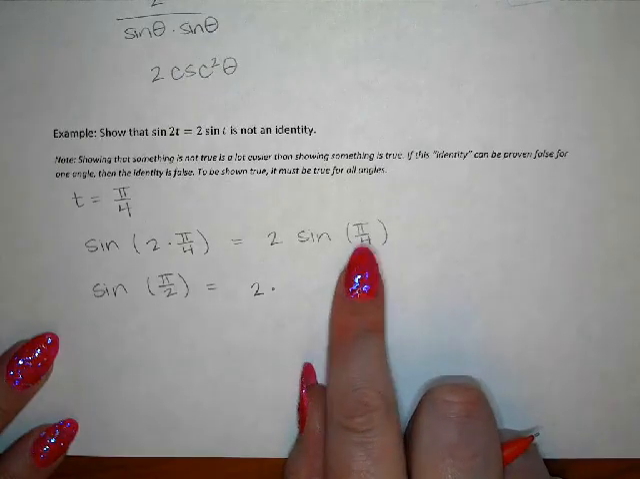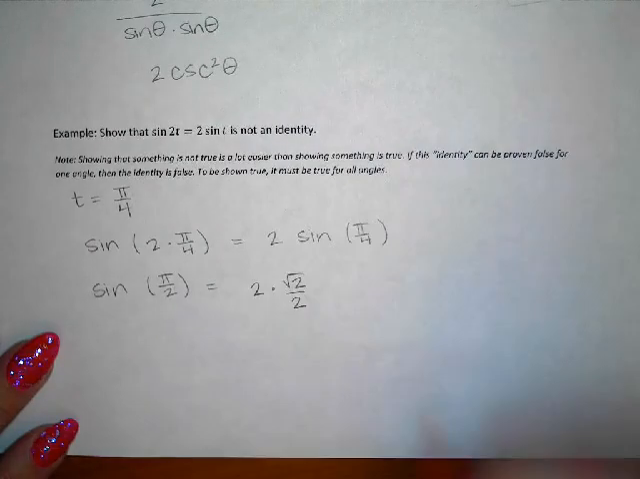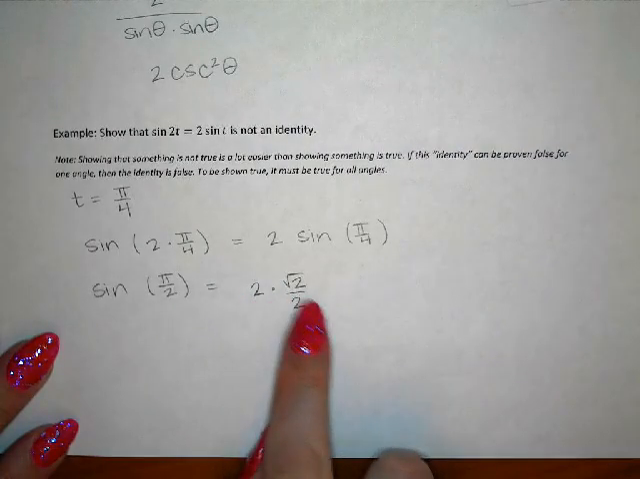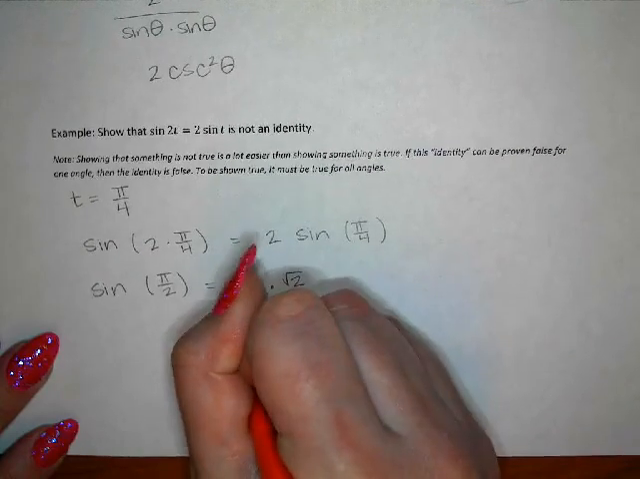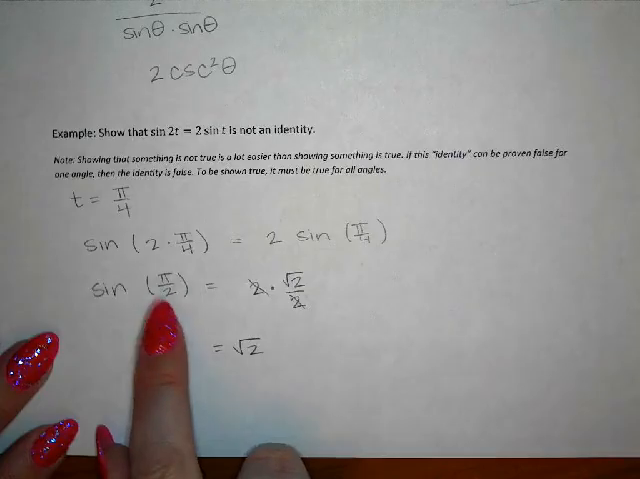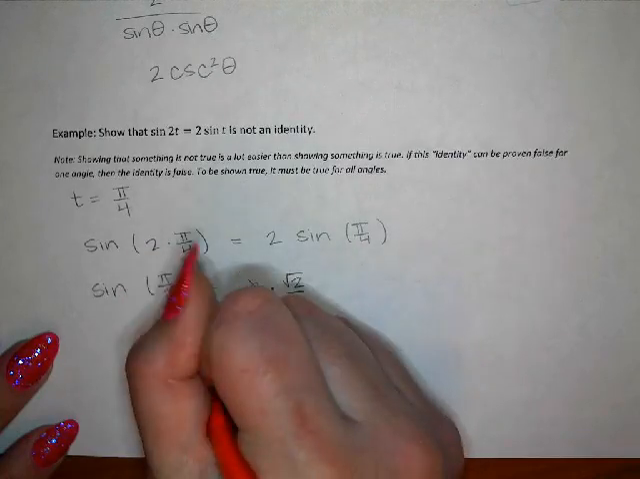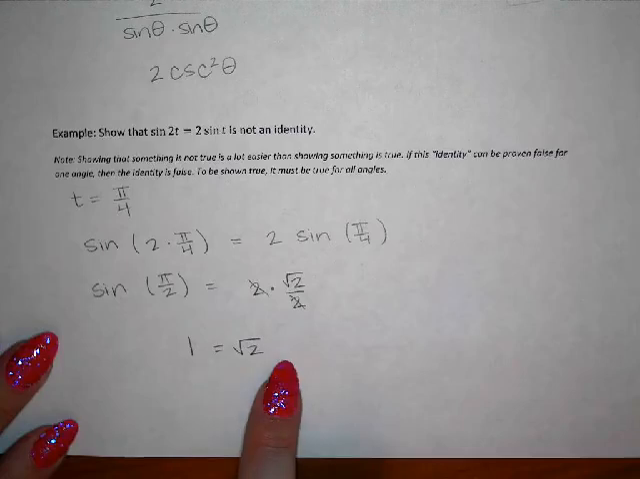Okay, over here, sine of pi halves. I have to look at the unit circle and look at pi halves and look at the y-coordinate, and the y-coordinate is 1. And so I just proved this is not an identity because this is not true. This is false. So since it didn't work for one angle, then it can't work for all the angles, and that means it is not an identity.